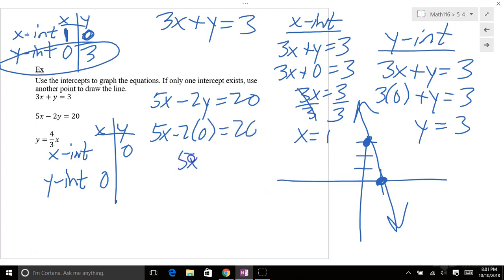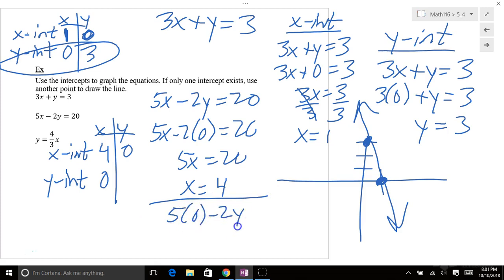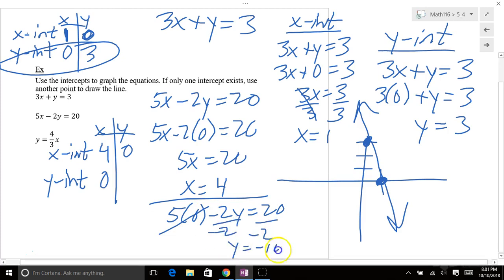So we got 5x minus 0 is 20. 5 divided by 5, x is 4. So 4, 0. Now we let x be 0. So 5 times 0 minus 2y equals 20. So that's gone. Divide by negative 2 on both sides. y is negative 10. So we got 4, 0 and 0, negative 10.